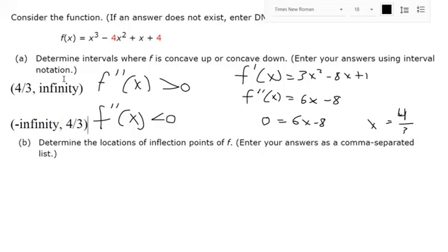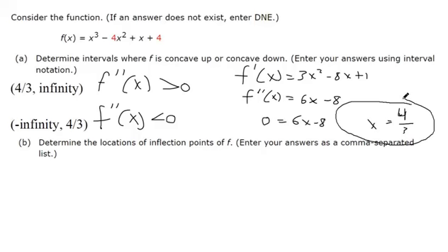So part B says determine the locations of inflection points. Inflection points are where it changes concavity from being concave up to concave down. So that's what we did when we set the second derivative equal to 0 and solved. Okay, we found this is a potential inflection point. We just need to make sure we went from being concave down to concave up at 4/3. And that's definitely what happened. So 4/3 is our inflection point.